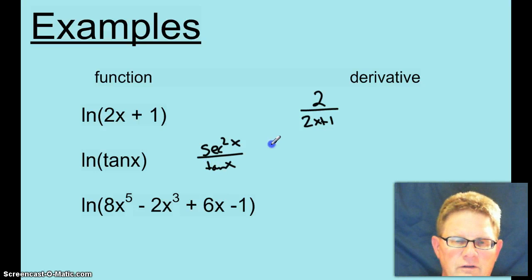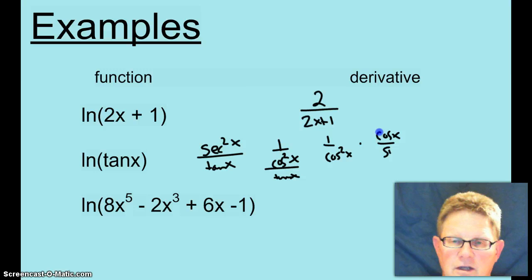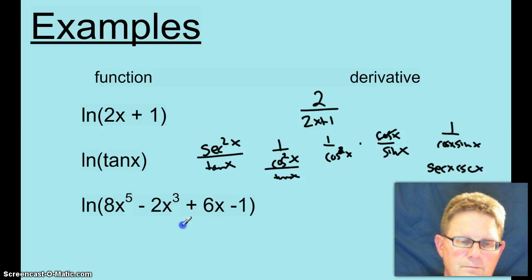And I think we can fix that around a little bit. 1 over cosine squared x divided by tangent of x. 1 over cosine squared x times cosine of x over sine x. Cosines will cancel out there, and we'll be left with 1 over cosine x sine x. So the derivative would be secant x cosecant x. Yeah, that's pretty crazy.